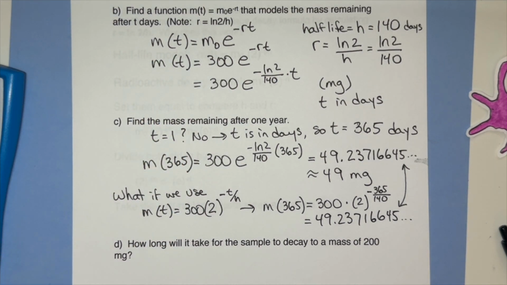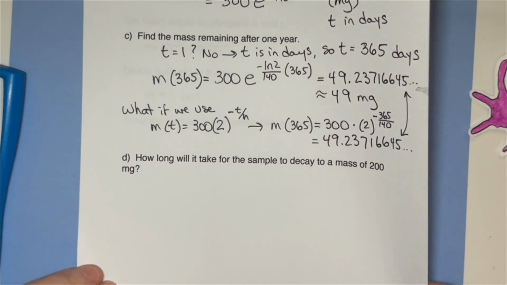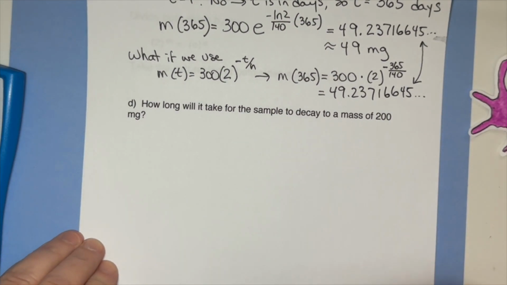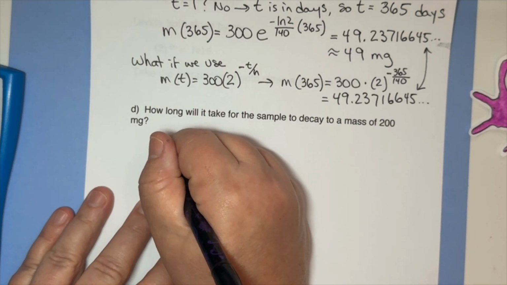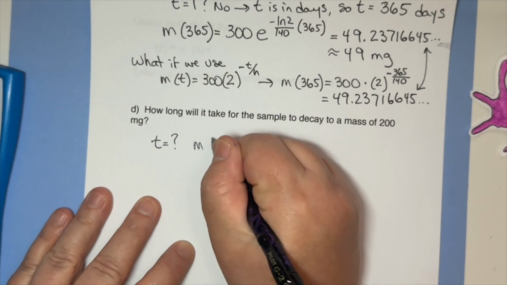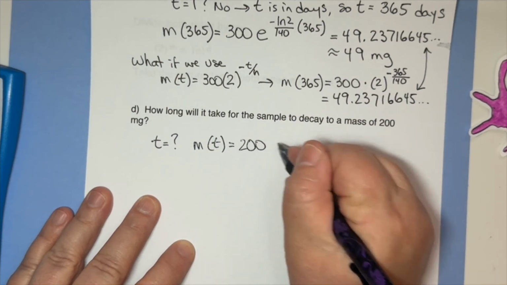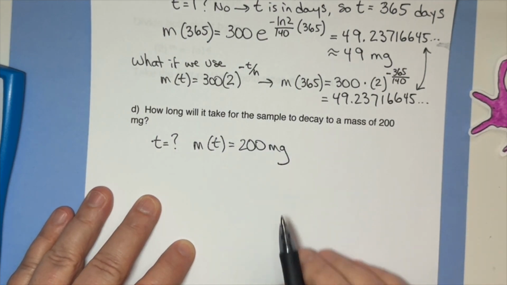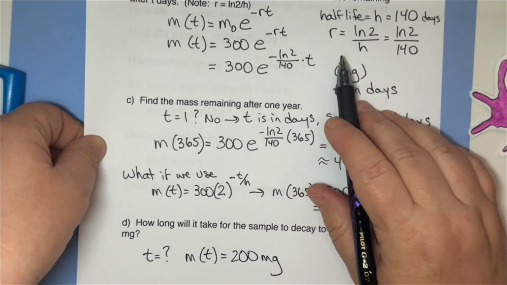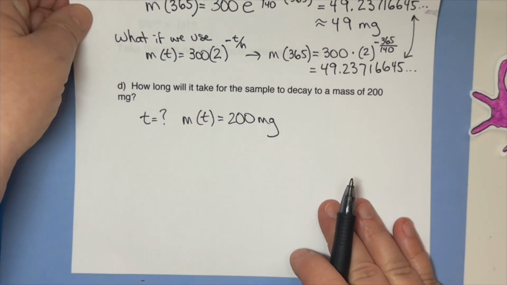Okay, so next question is, how long will it take for the sample to decay to a mass of 200 milligrams? So in other words, we want to know what is the timing if our mass is going to be 200, and we double check milligrams. Milligrams is what we were originally measuring, so we don't have to convert, which is really, really nice.